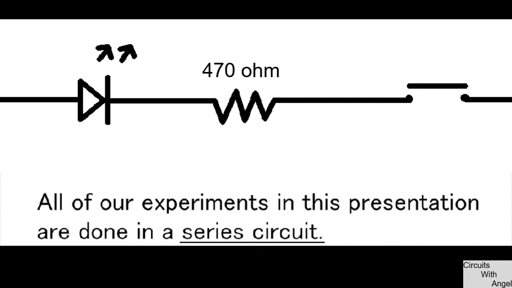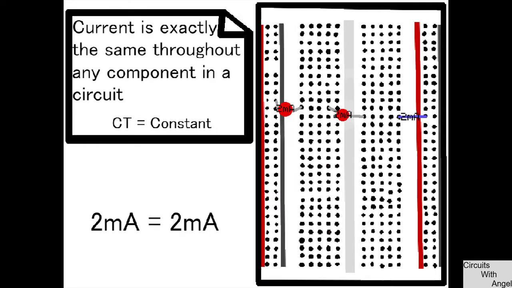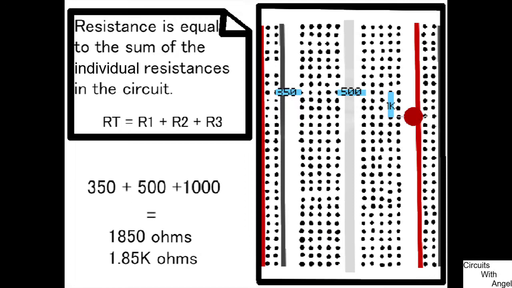All of our experiments in this presentation are done in a series circuit. The constant values we will work with are voltage, current, and resistance. In a series circuit, voltage is equal to the sum of all the voltage loads in the circuit. Voltage total equals voltage 1 plus voltage 2 plus voltage 3. Current is exactly the same through any component in a circuit. Current total equals constant in all parts of the circuit. Resistance is equal to the sum of the individual resistances in the circuit. Resistance total equals R1 plus R2 plus R3.